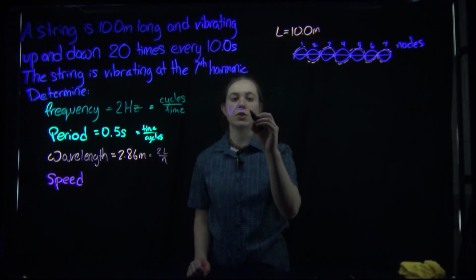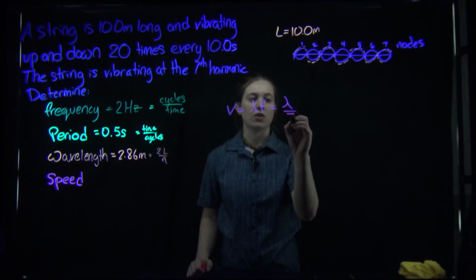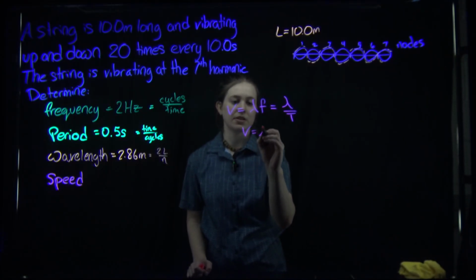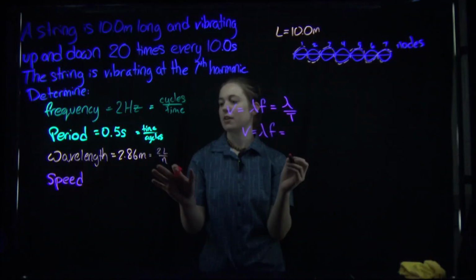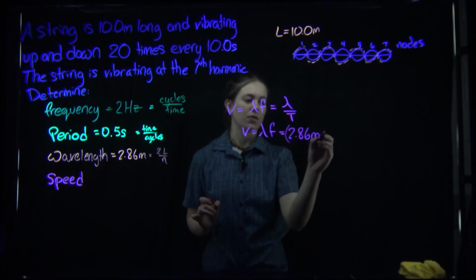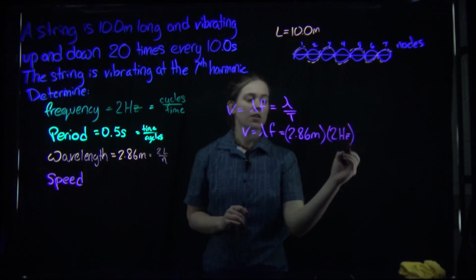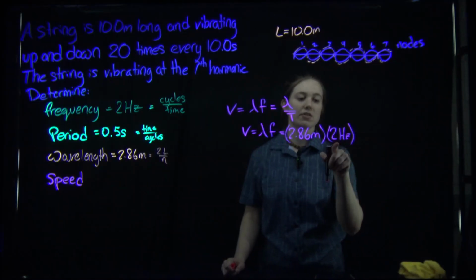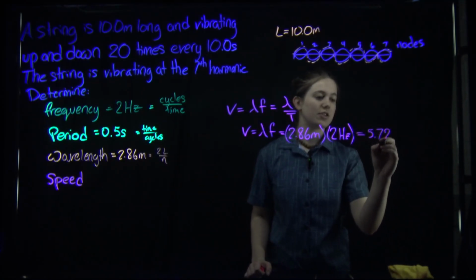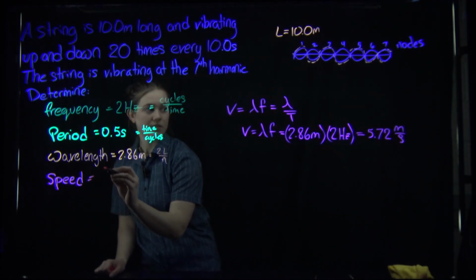Lastly, we're asked to find the speed or velocity. Velocity is equal to lambda f, or lambda over our period. So if we use v equals lambda f, we can just plug in our numbers from over here. So 2.86 meters for our wavelength and 2 hertz for our frequency. Remember, hertz is just 1 over seconds. So now we're going to get 5.72 meters per second for our velocity.